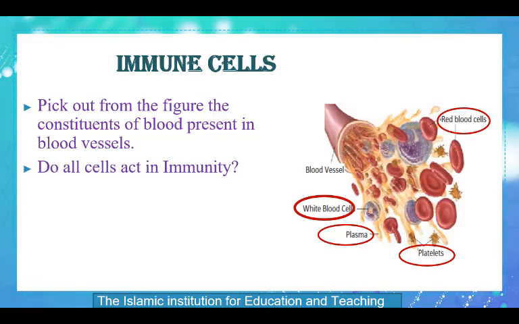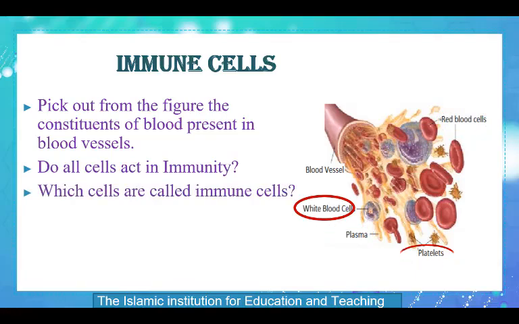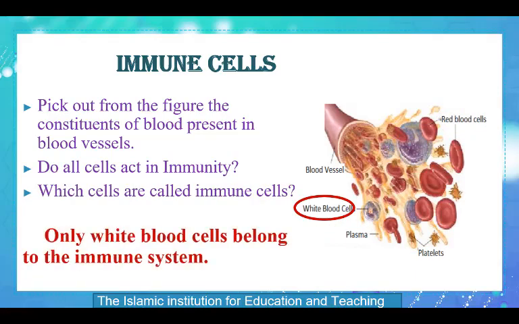Do all cells act in immunity? Of course not. Which cells are called immune cells? Great, it's white blood cells. Only white blood cells belong to the immune system.